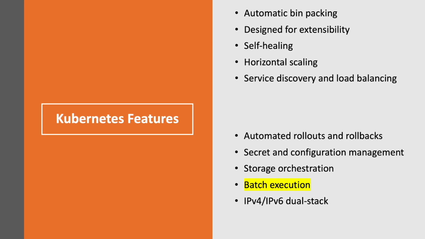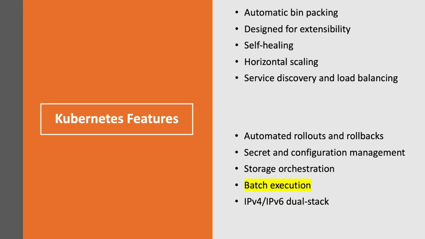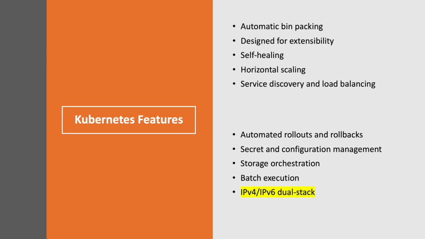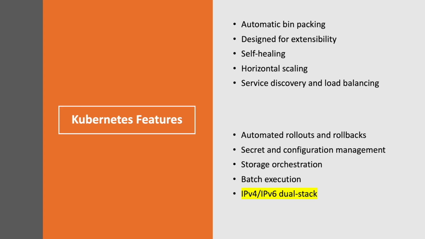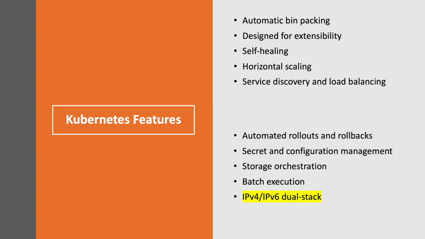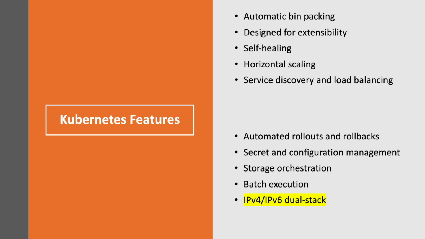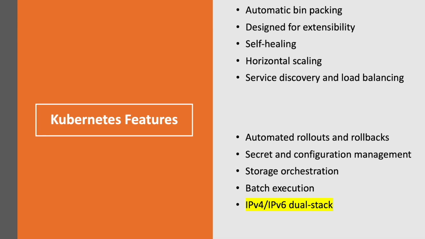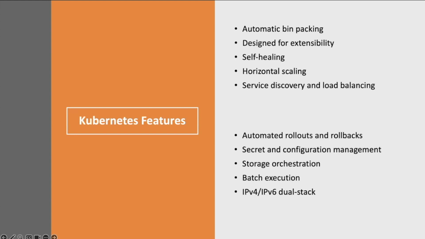bookkeeping on your system, or some cleanup services on your system, or some backup services on your system. All of that can be scheduled in batches. Kubernetes provides that facility. And then by default, Kubernetes allows you to have IPv4 and IPv6 dual stack services. So all of your containers and microservices by default can have access to IPv4 and IPv6 stacks.